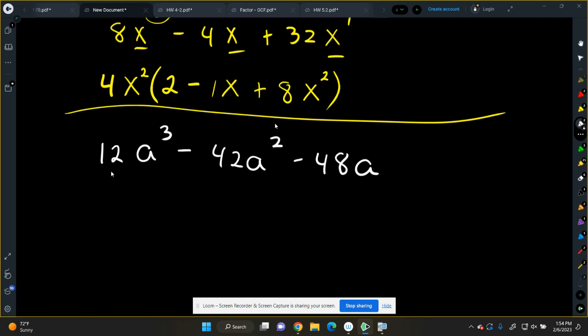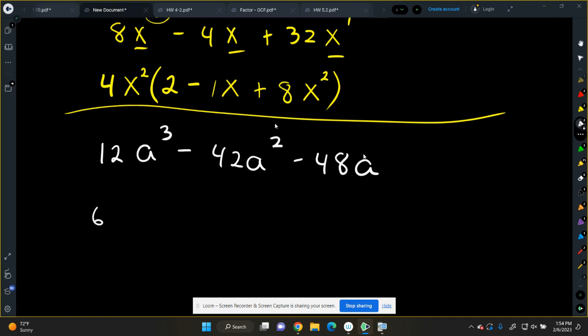So does 12 go into 12? Yes. Does 12 go into 48? Yes. Does 12 go into 42? No. Has to be all of them. Yeah. 6. Let's try 6. Does 6 go into 12? Yes. Does it go into 42? Yes. And it goes into 48? Yes. 6 looks good. Okay.